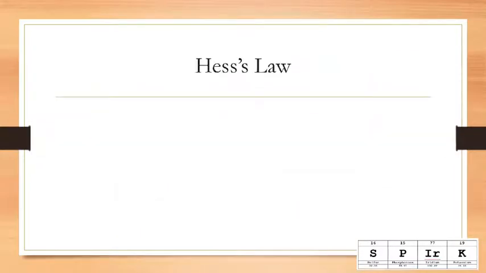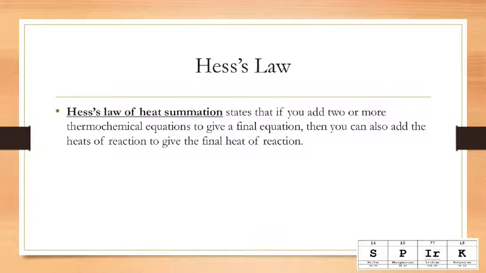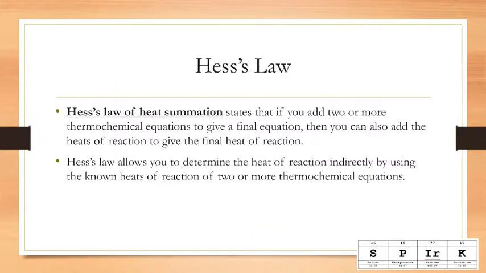So we're going to first start by talking about Hess's law. Hess's law of heat summation states that if you add two or more thermochemical equations to give a final equation, then you can also add the heats of reaction to give the final heat of reaction. Hess's law allows you to determine the heat of a reaction indirectly by using the known heats of reaction of two or more thermochemical equations.